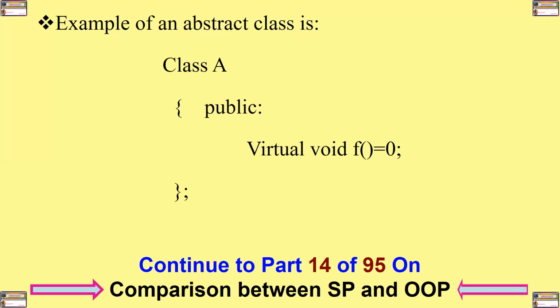And with that, my dear students and the rest of the learners, we have come to the end of part 13 in this series. You can continue to part 14 of 95, in which I am going to focus on looking at some differences or similarities, or what we call comparison between structured programming, for example, in C, and object-oriented programming, for example, C++.